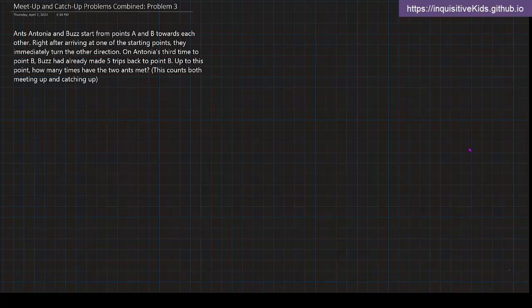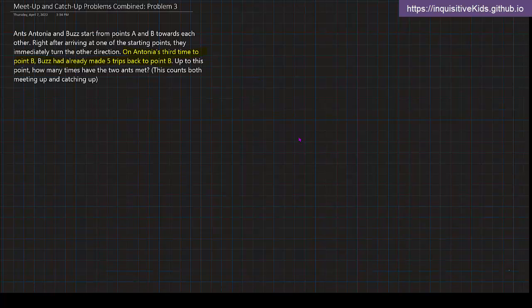Okay, so let's read the problem. Ants Antonia and Buzz start from points A and B towards each other. Right after arriving at one of the starting points, they immediately turn the other direction. On Antonia's third time to point B, Buzz had already made 5 trips back to point B. Up to this point, how many times have the two ants met? And this counts both meeting up and catching up.